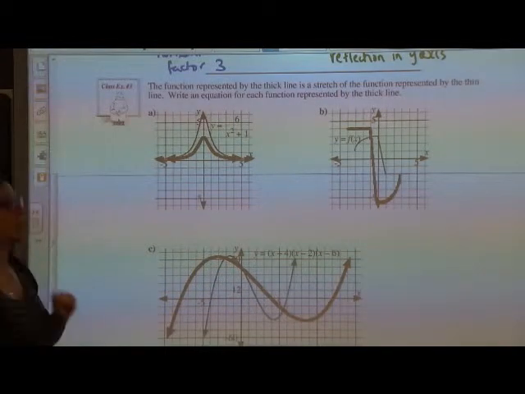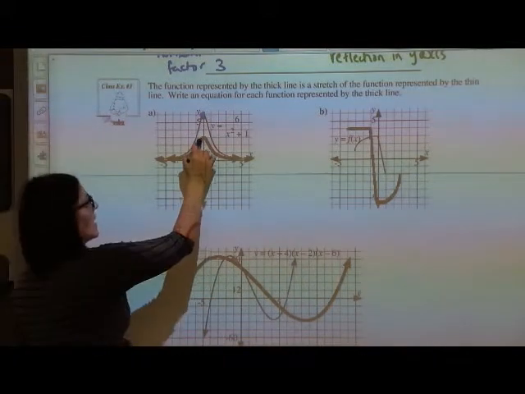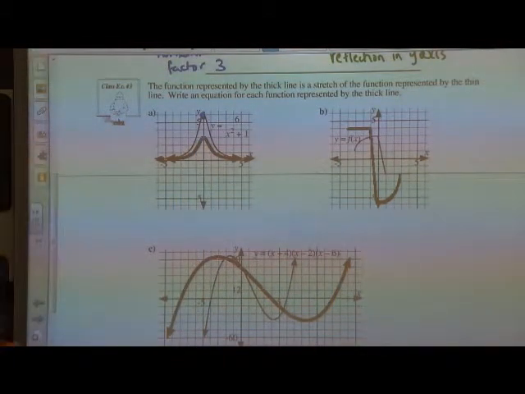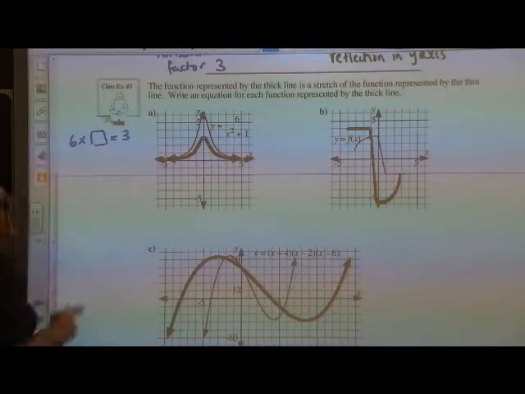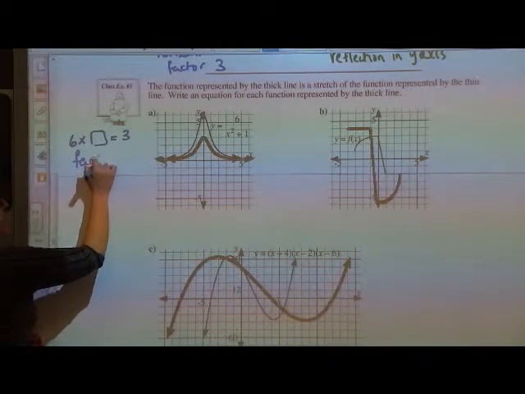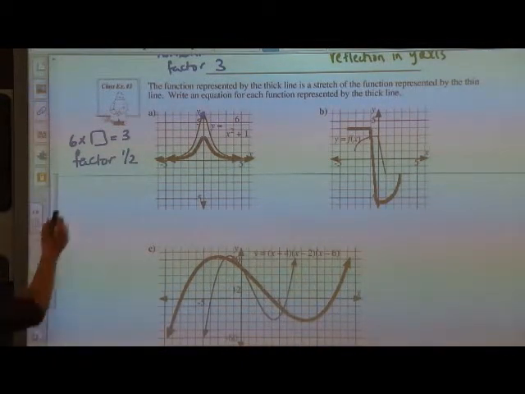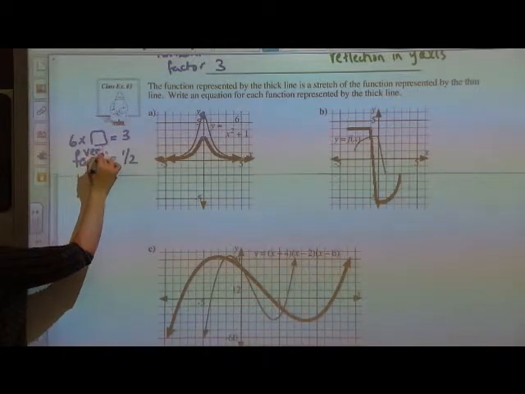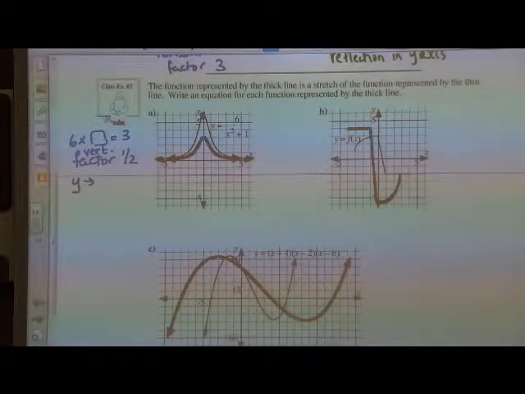The y coordinates. If I look at a y coordinate here, I have a 6, and it went to a 3. What can I multiply by 6 to get to 3? 1/2. That is my stretch factor. So if my stretch factor is 1/2, and it's vertical, what is my replacement? What did I replace y with? 2y.